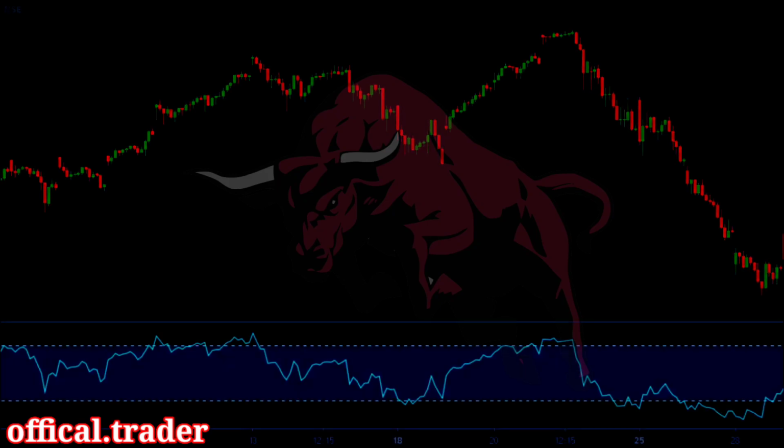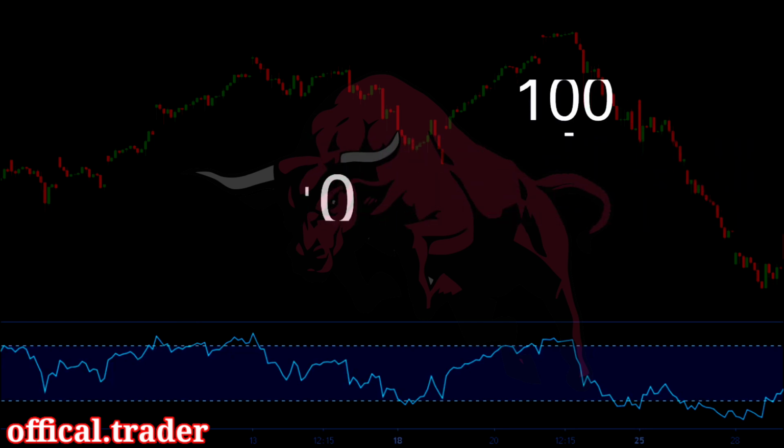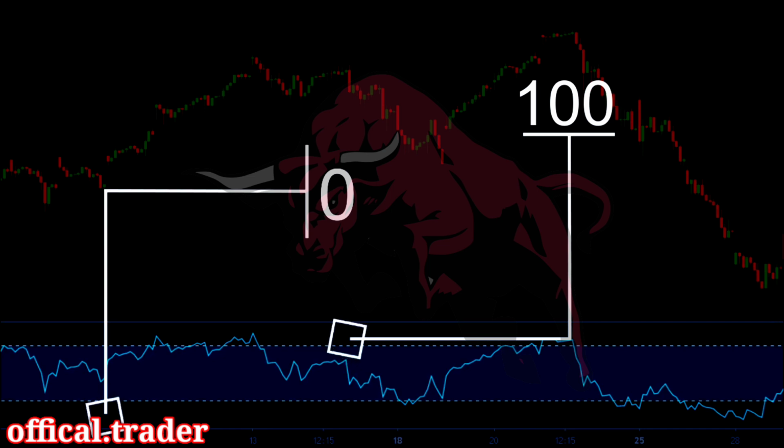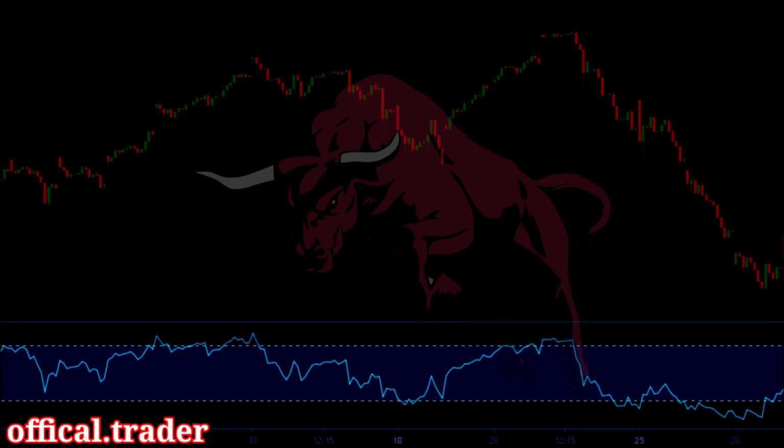The relative strength index is often regarded as one of the most useful indicators in technical analysis. It is a momentum indicator that calculates the magnitude of change in the recent price. The value of the RSI moves between 0 and 100. When the RSI is above 70, the market is said to be in an overbought condition.